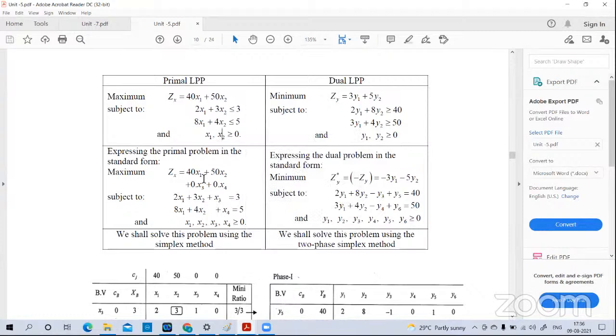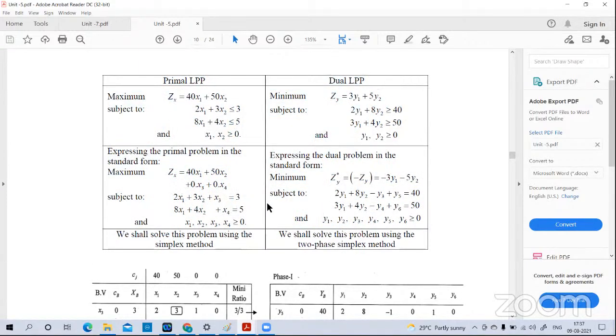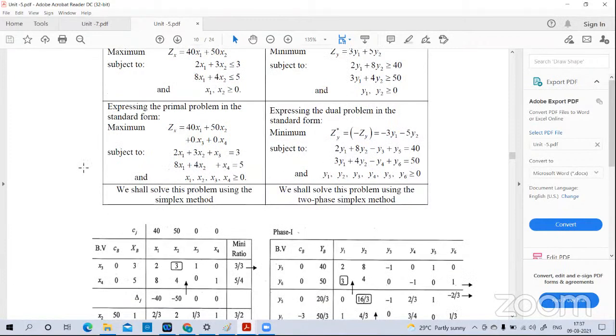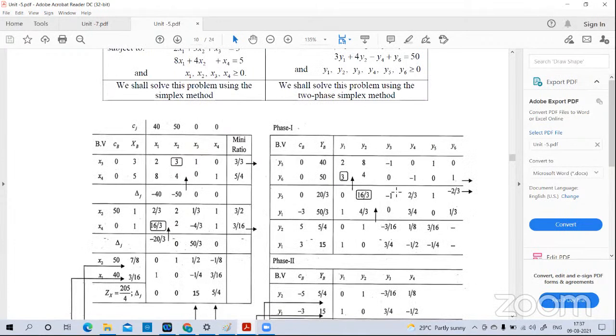Then, less than or equal to means only slack I will introduce. Greater than or equal to will be converted with surplus, so minus y3 plus y5, minus y4 plus y6. Here I will use the big M method, the simplex method. From both simplifications, I can get the same answer, that we can see here. This is called the primal problem, left side. The same procedure, I apply the two-phase method, or you can apply the big M method.